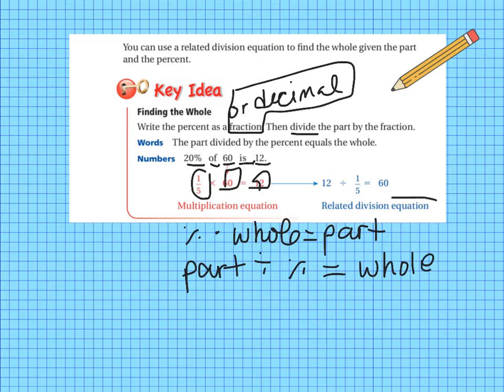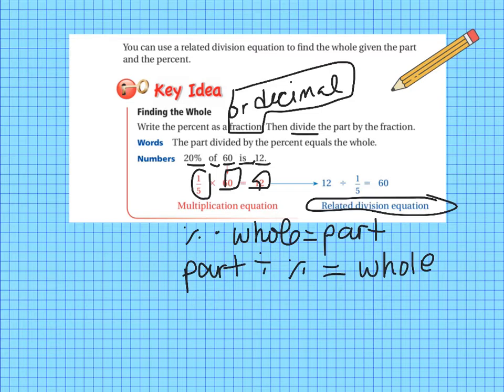So that's the related division equation. Another related division equation, which also comes up, is when you are given the percent and the whole, but not the part.